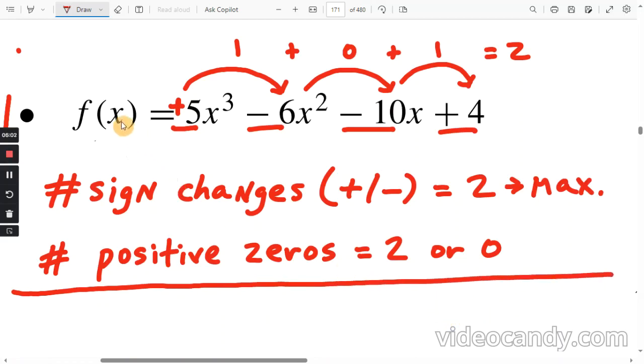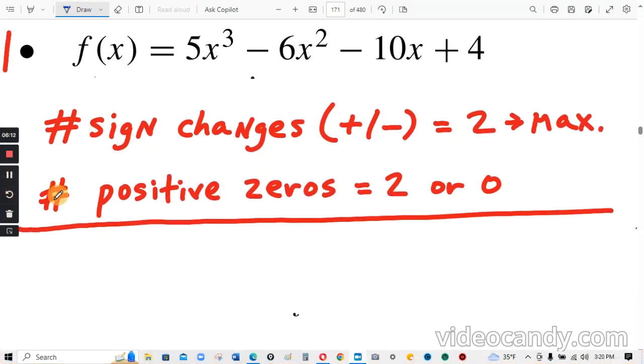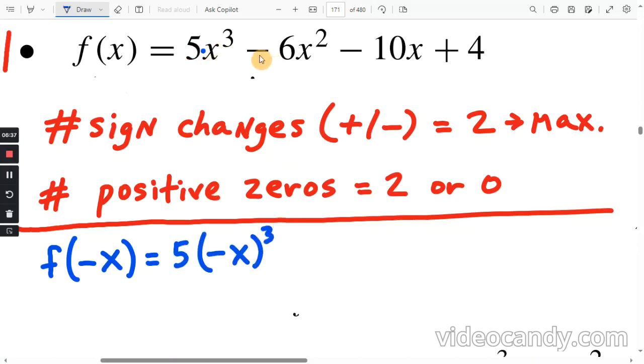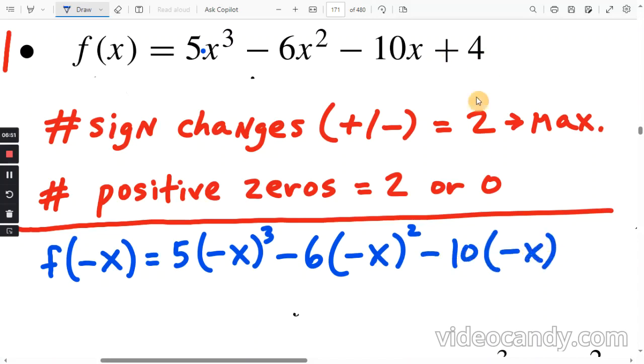Now for the negative zeros, we have to do f of negative x. All right, let me erase this mess here so I can see my function again. And for the negative zeros, we have to evaluate f of negative x. So that means we plug in negative x in place of any x. So here we have 5 times negative x to the third. Use parentheses whenever you plug in negative x, and that whole thing gets raised to the third power. Minus 6 times negative x squared, minus 10 times negative x, plus 4.